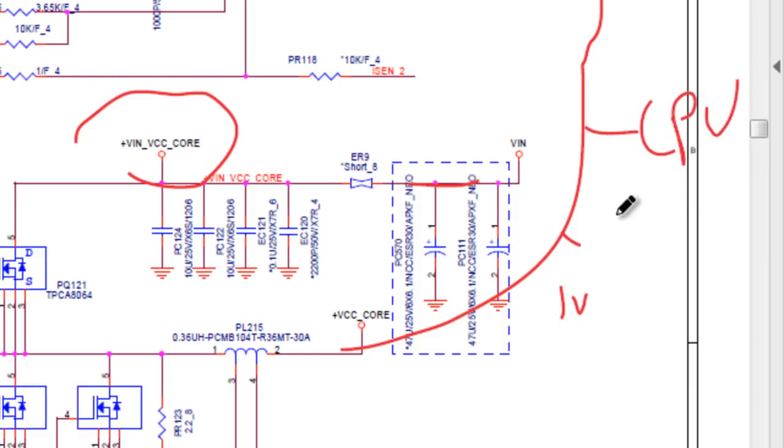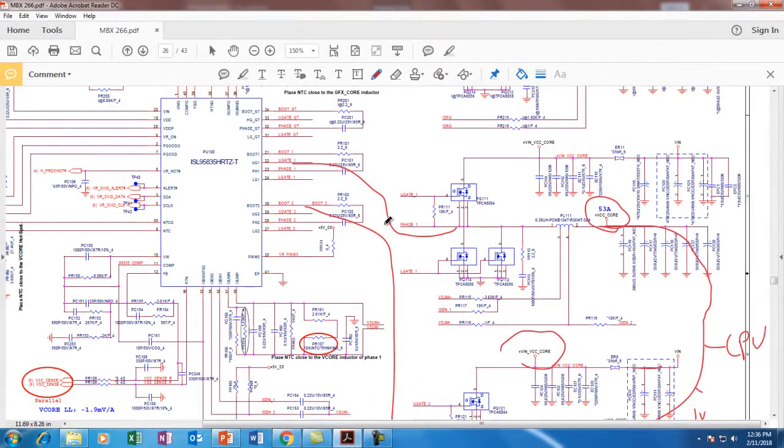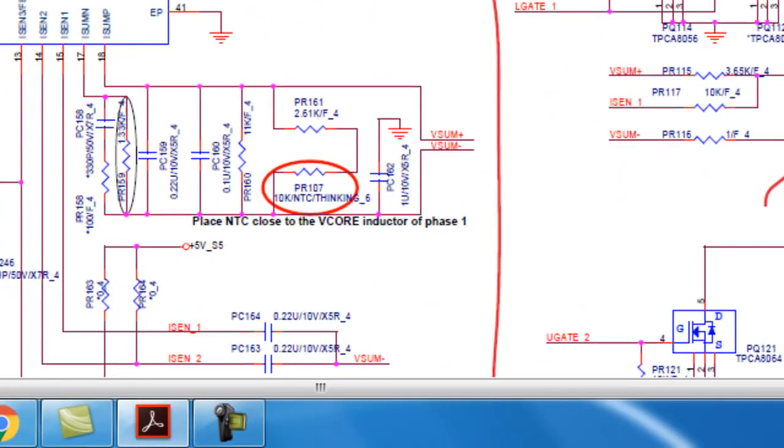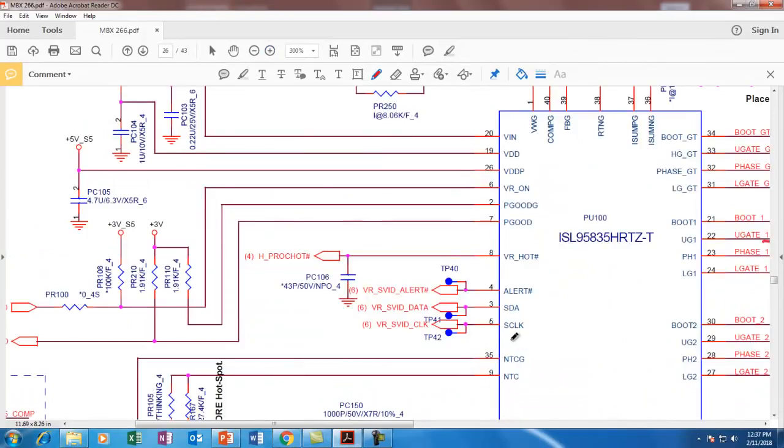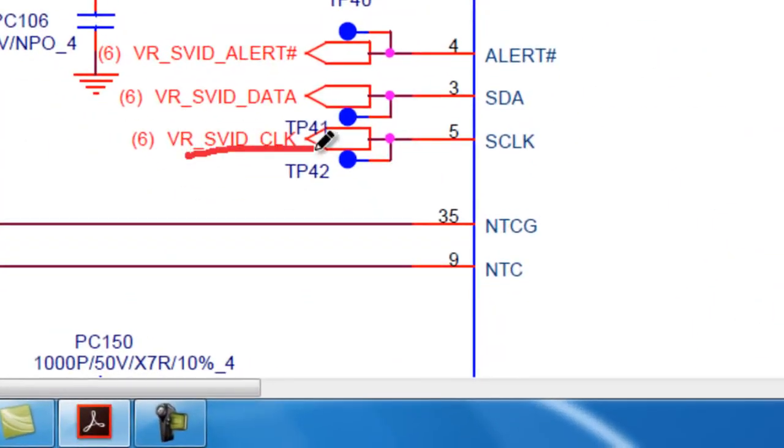Okay, and this voltage goes to the CPU. Once this voltage gets stabilized, the CPU sends a VID signal, and this VID signal goes to this VRM chip. Now in this you can see pin number 5 and 3. These are the VID, called the SVID, the serial voltage identification signal. The 2 signals are clock and data. This is bidirectional. It communicates with the CPU.